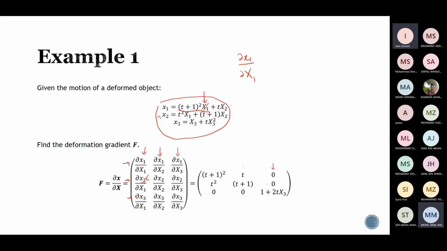And then for the last row, you differentiate small x3. So differentiate small x3 with respect to big X1. So no x1, you get 0. No x2, you get 0. And then x3, there is x3 here. So differentiate this part, you get 1. And then differentiate the second part here, you get 2t x3 squared, x3, sorry. Okay, so whenever a question asks you to determine the deformation gradient, then this is the formula, okay?